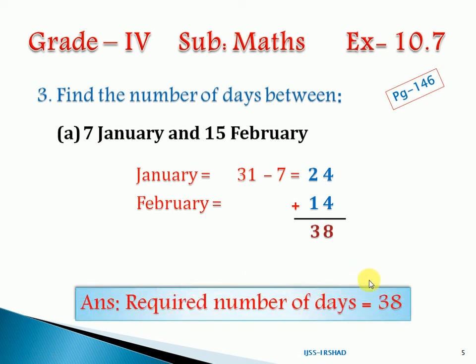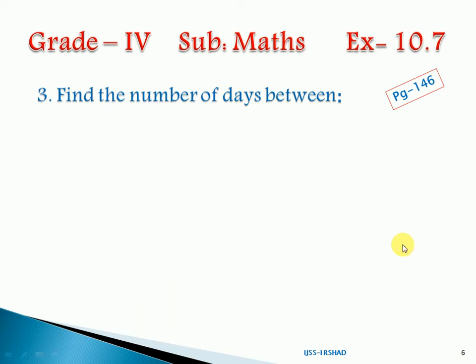Required number of days is 38, which means this is the total number of days between 7th January and 15th February. So required number of days is 38. Keep in mind that the given two dates will be excluded and will not be added in your counting. Let's move to the next question, B.